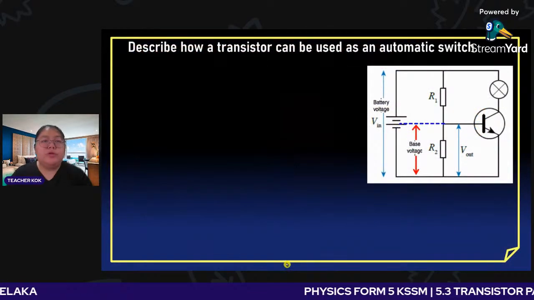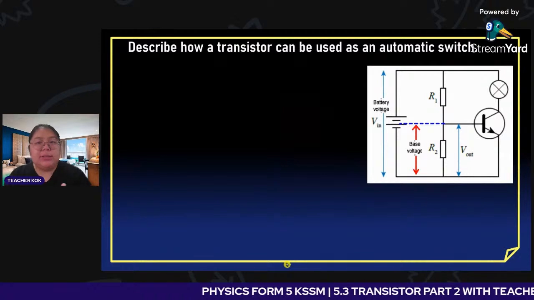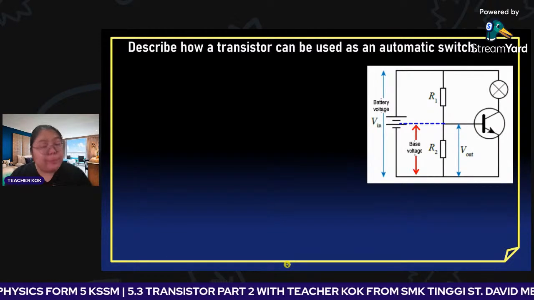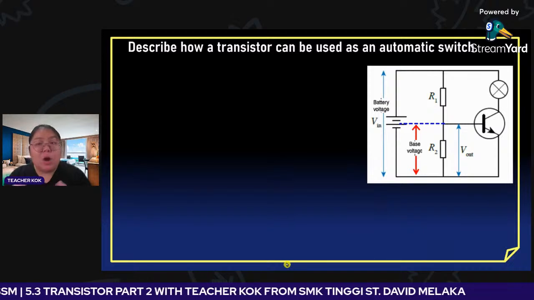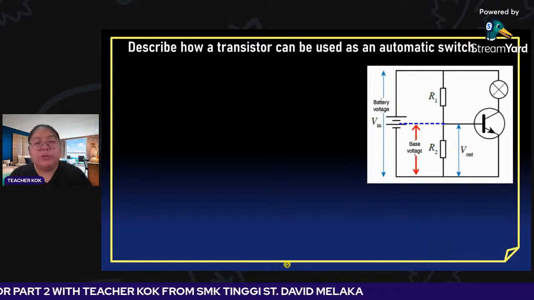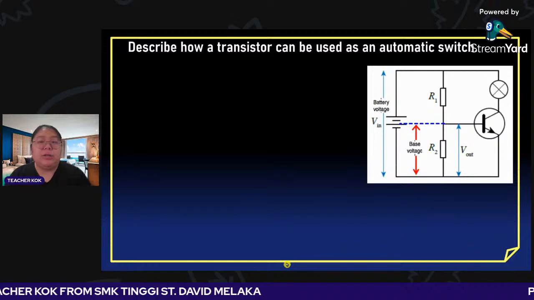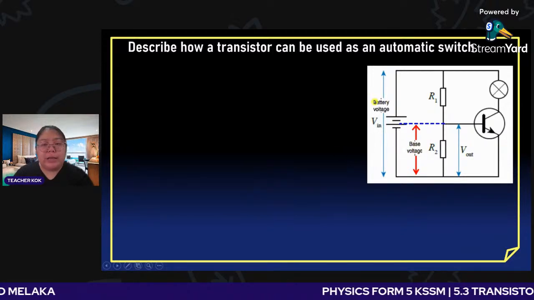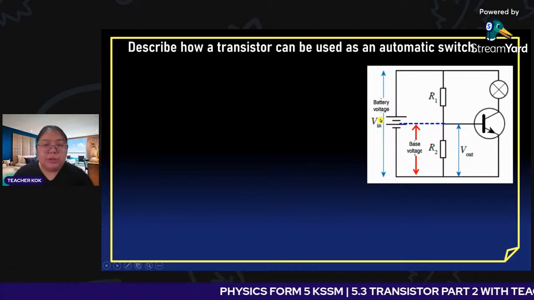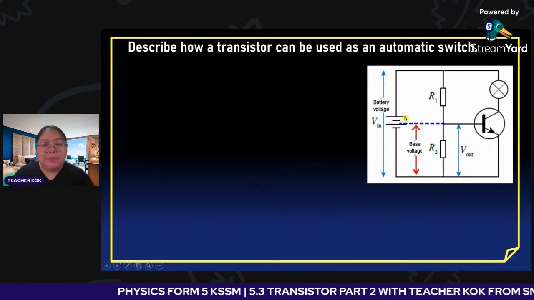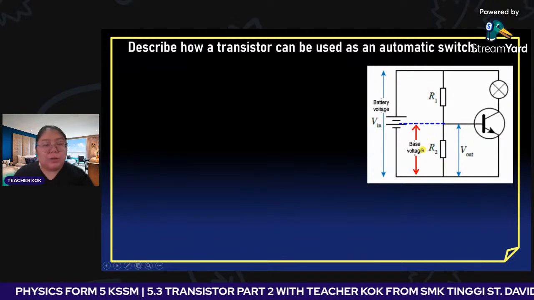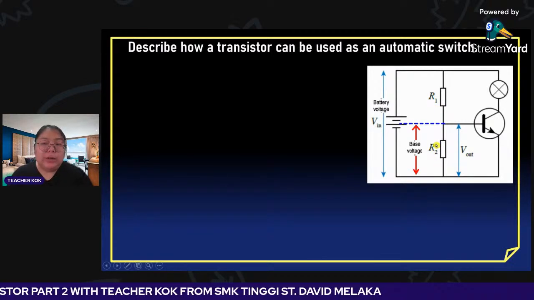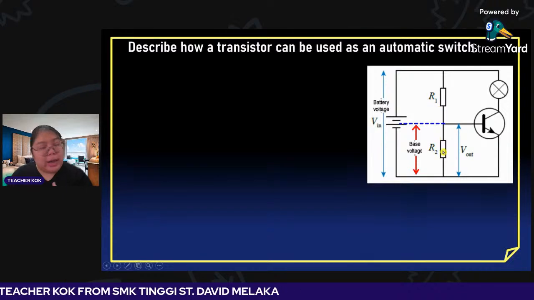Okay, so from here we go to describe how the transistor can become an automatic switch. Just now it was an amplifier. Now I want to mention the automatic switch. We are going to see how the transistor functions. What you need to focus on here is the base voltage and also the battery voltage. Remember this part is a battery. Then you have R1 and R2. This is a voltage divider. Divider means they separate the voltage between R1 and R2.